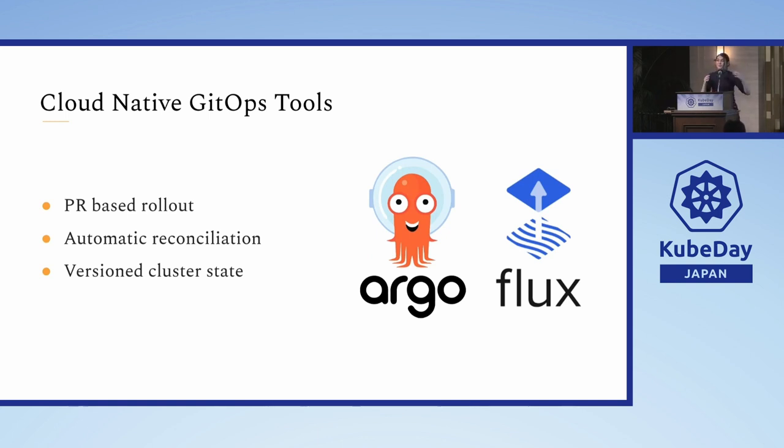GitOps actually brings automatic reconciliation as a very important capability. What it actually means is that we're going to have a GitOps tool that's going to watch a repository, and if new changes are identified, these are going to be extrapolated and applied to the cluster straight away. But more importantly, with GitOps, we're going to have a versioned state of our cluster. This means we have different historical data points of our infrastructure. So if you are in a red state, for example, you can very easily revert to a known green state using just a couple of Git commands.